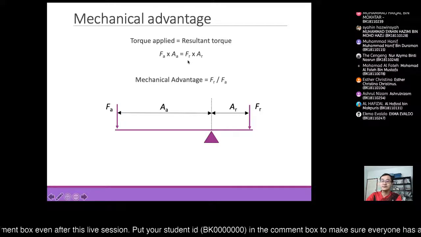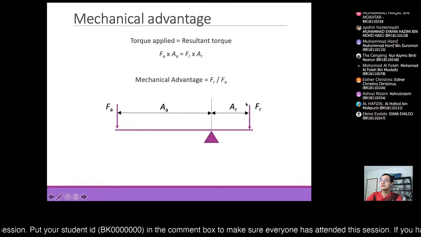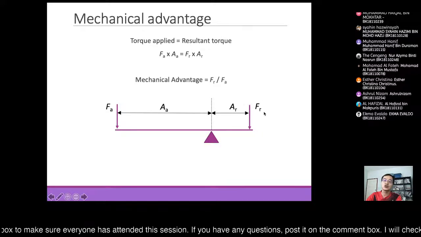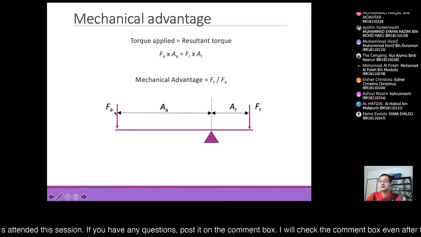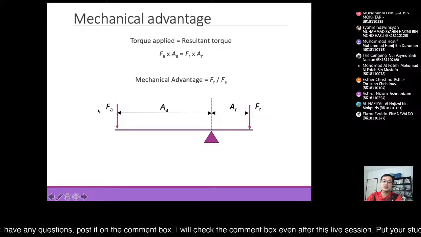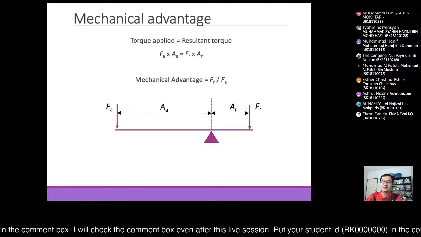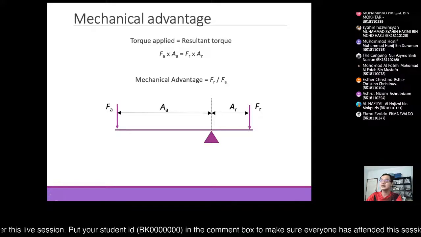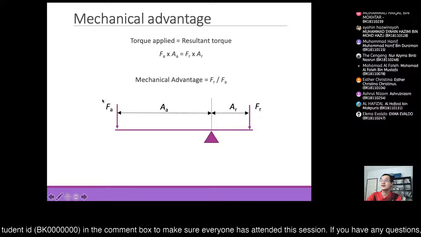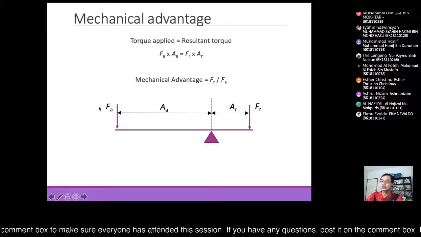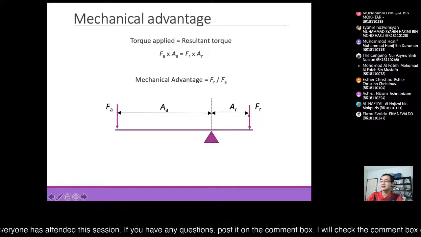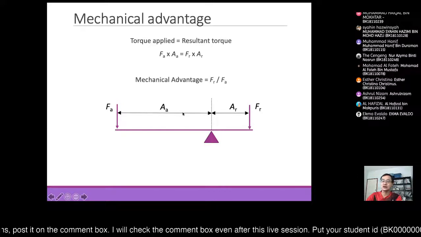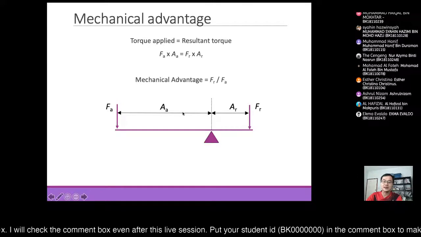All right, so here when you design, you should know what is your desired load. So we assume you know the FR. Then you may also want to define the force that you can apply to your system, maybe from your hand or other things. So that will be the FA, the applied force. So in order to achieve this particular mechanical advantage, you can adjust this length, AR and AA, in order to achieve your desired mechanical advantage.